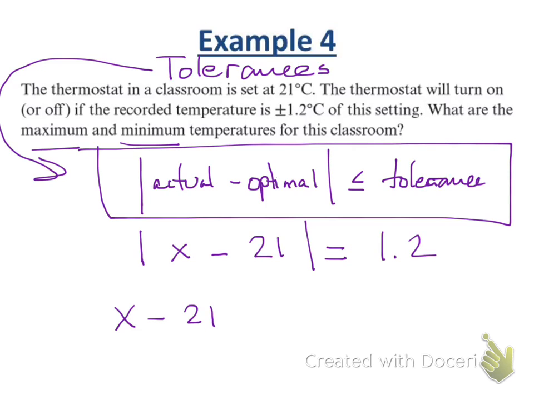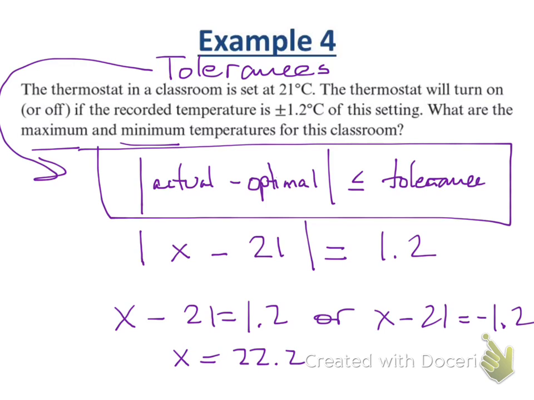Sad. So x minus 21 equals 1.2, or x minus 21 equals negative 1.2. Add 21 to both sides and you get x equals 22.2, or x equals 19.8. So those are the maximum and minimum temperatures for the classroom. It'll range all in between there, and that's where the less than or equal to comes in a little later in the class. But this does have something to do with absolute values. It's just worded oddly.